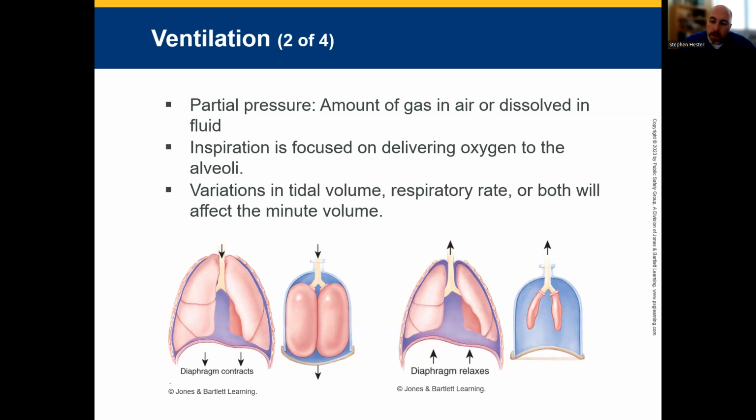Atmospheric pressure is normally higher than the air pressure within the thorax. So during inhalation, a slight vacuum is created. Gases such as oxygen will move from an area of high pressure to an area of low pressure until the pressure equals out. And the entire process of inspiration is focused on delivering oxygen to the alveoli. So variations in tidal volume and respiratory rate will both affect minute volume.